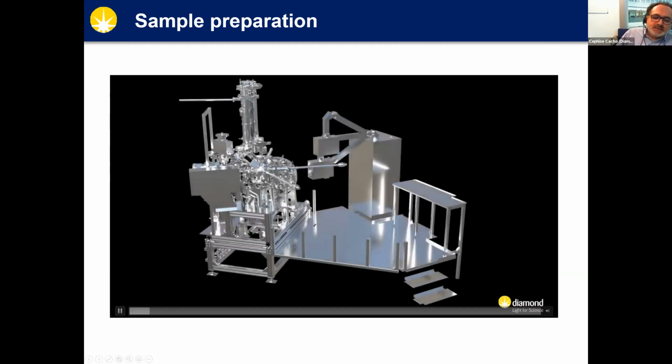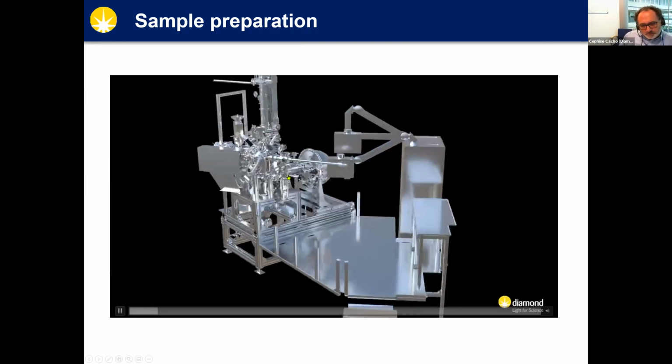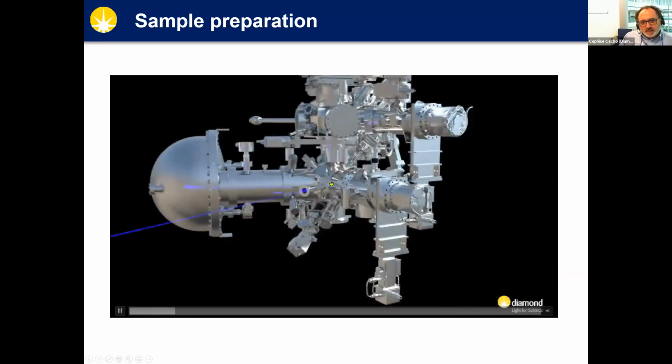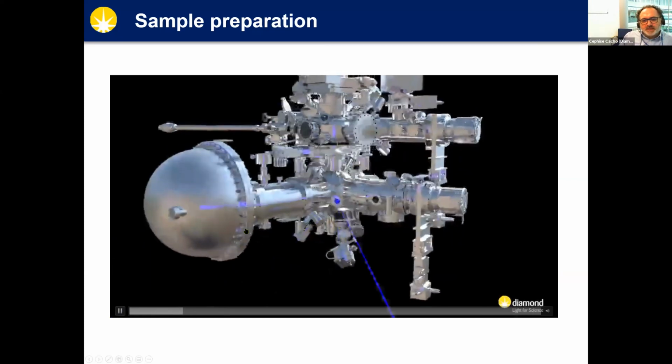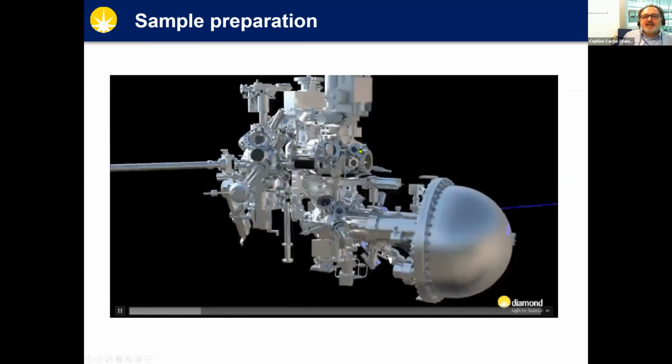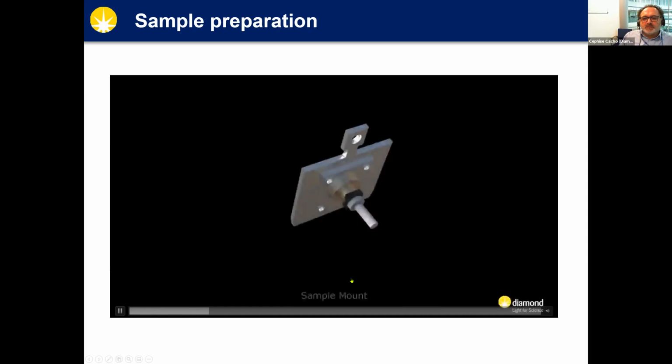So this is the on session, the experimental session. We're turning around to see where the beam comes. This is the beam of light coming here in the measurement chamber with the analyzer here. I hope you can see the mouse. And then you have a different chamber for preparation. So this is how we prepare the sample.